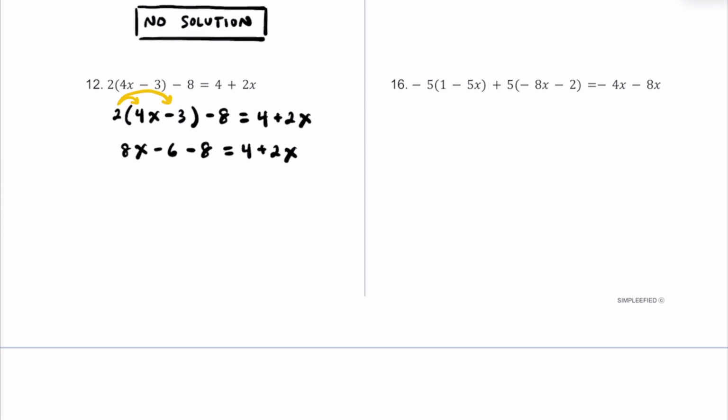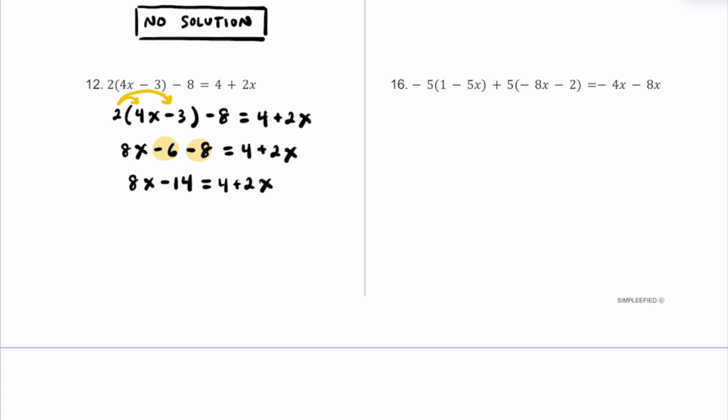It's been a little while since we've had to do this, but it looks like we have some like terms we can combine. On the left side here, we have a negative 6 and a negative 8. If we combine those, we're going to get 8x minus 14, and that's going to be equal to 4 plus 2x along the right side.